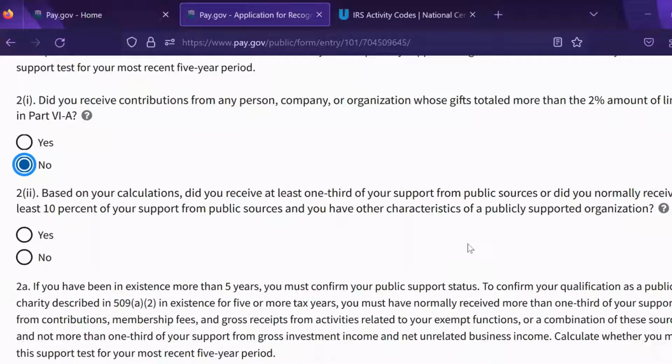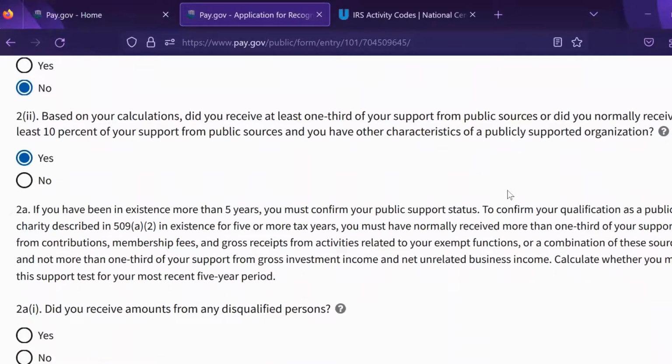Question 2. Based on your calculations, did you receive at least 1/3 of your support from public sources, or did you normally receive at least 10% of your support from public sources, and you have other characteristics of a publicly supported organization? So Jane has received at least 1/3 of her support from public sources. So we're going to select yes.